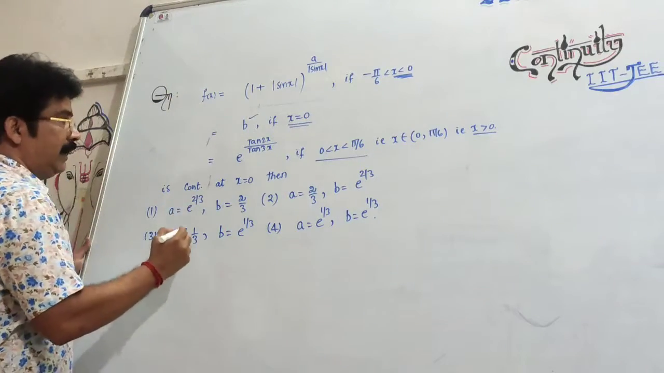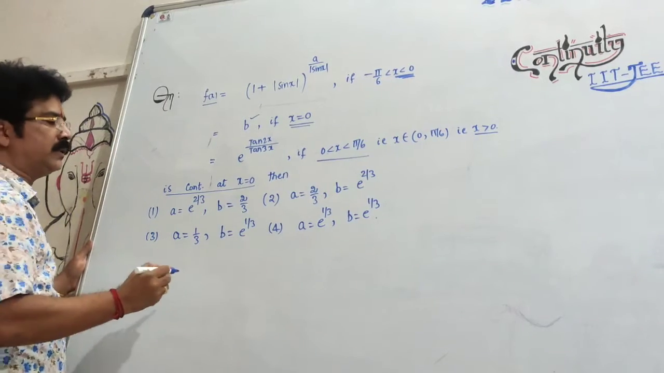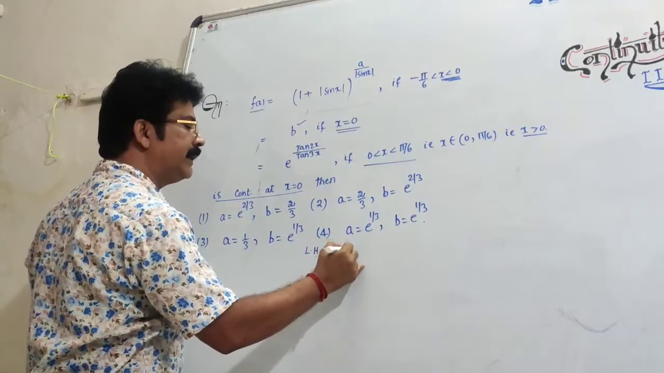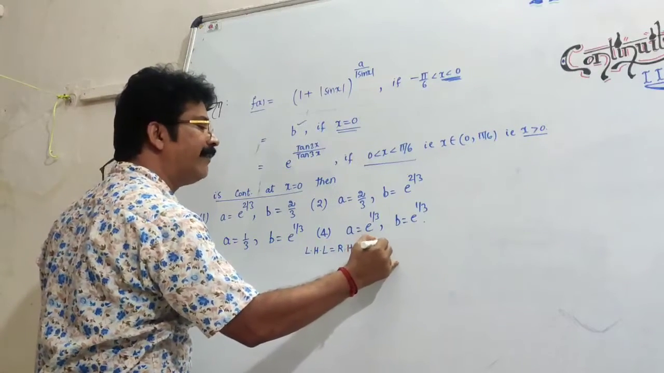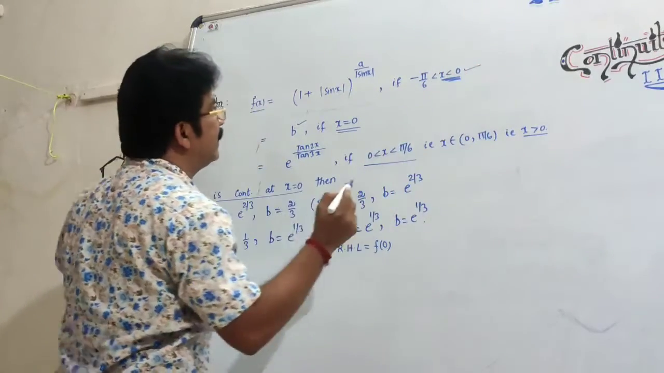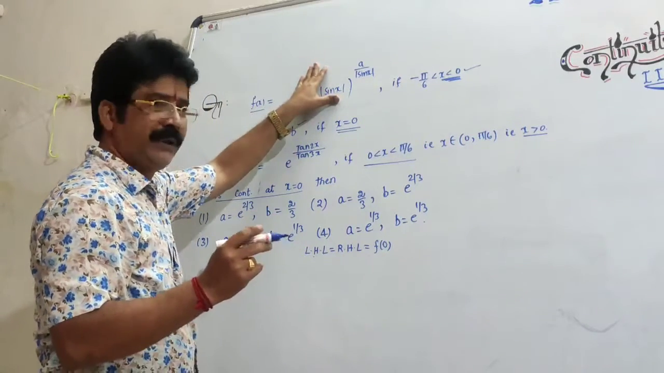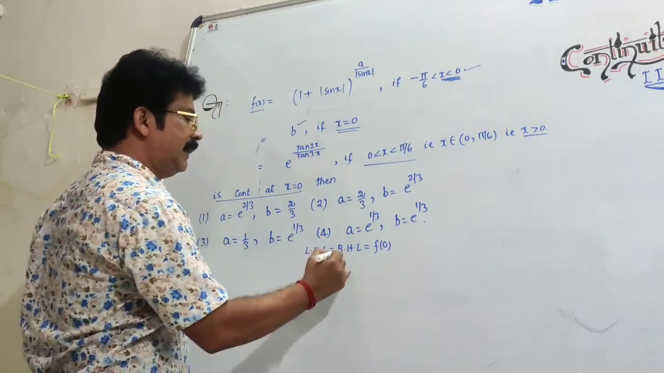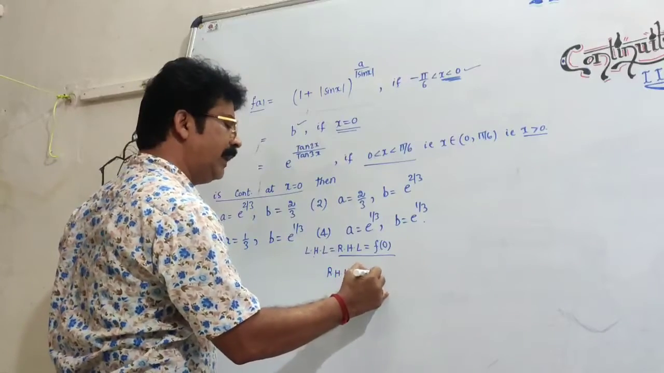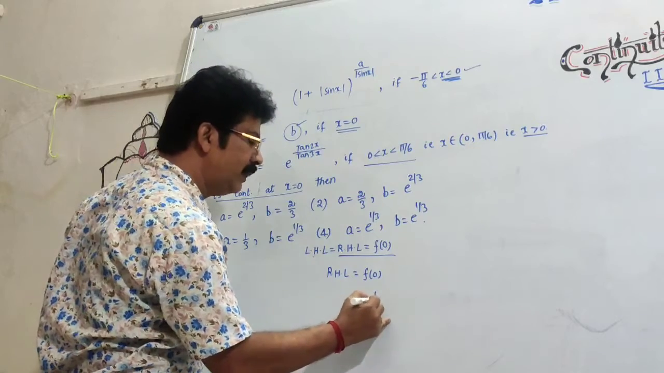So therefore, already he said f of x is continuous at x equal to 0. Therefore, left hand limit is equal to right hand limit equal to f of 0. Left hand means x less than 0 case. Actually, it is not necessary to compute it. The simple method is taking the right hand limit, that is equal to f of 0. f of 0 is what? b. So this is equal to b.